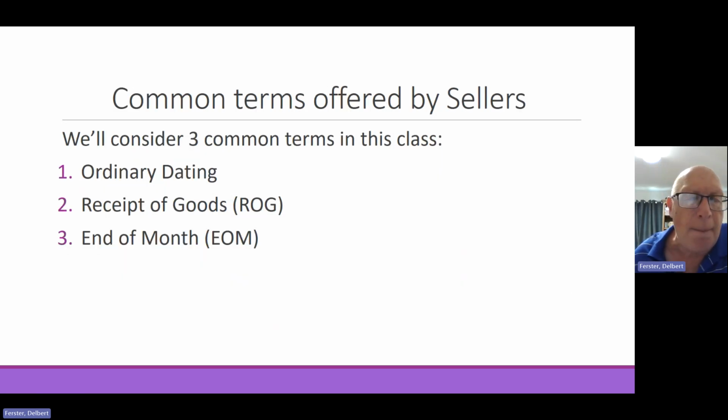There are three separate types of things we'll consider as it relates to these particular discounts. One based on ordinary date, one based on when the goods are received, and one based on end of the month. You can see the abbreviations for the last two. No big mystery: ROG for receipt of goods and EOM for end of month. Those two will be looked at in the fourth video for this unit. This video just deals with ordinary dating.